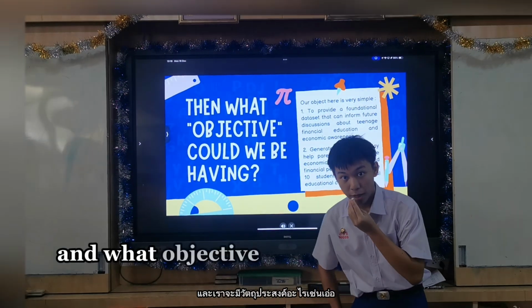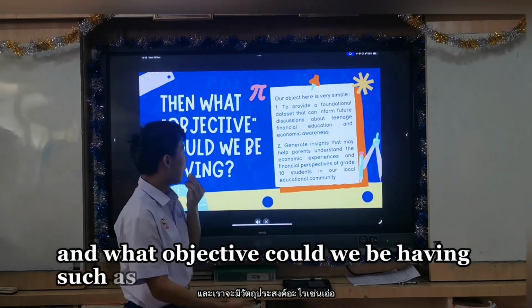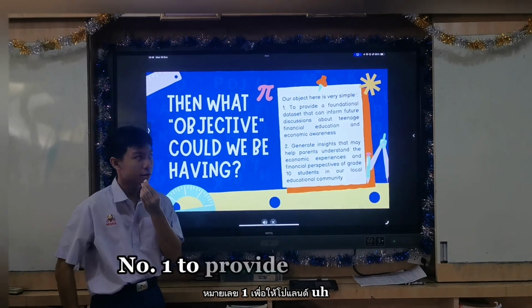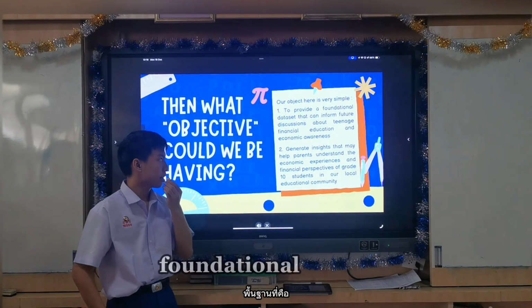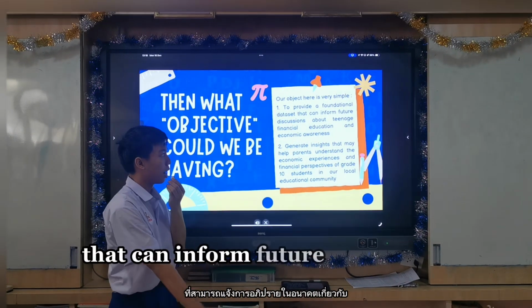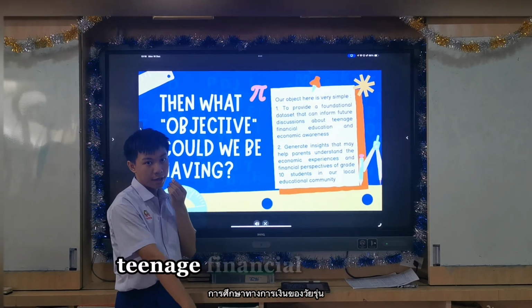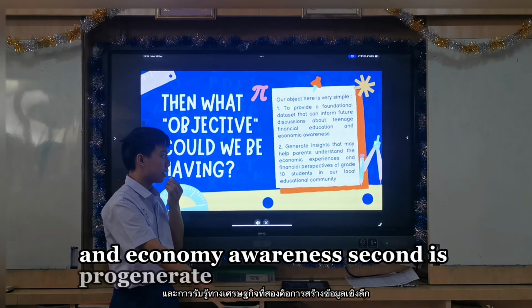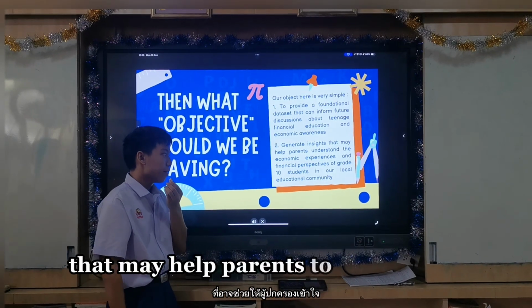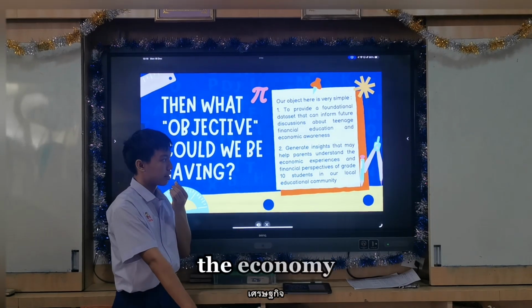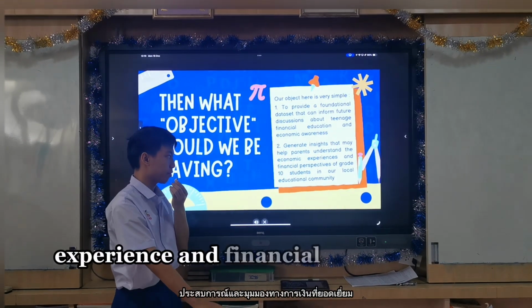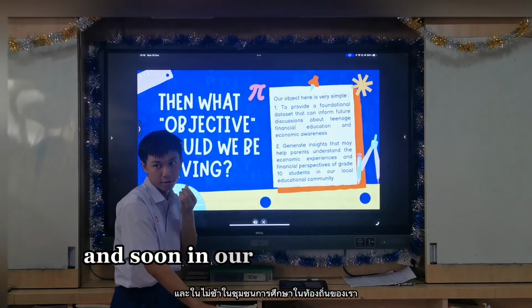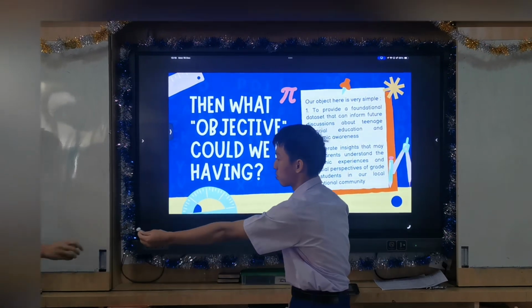And what objectives do we have? Number one, to provide a foundational dataset that can inform future discussion about teenage financial education and economic awareness. Second, to generate insights that may help parents understand the economic experience and financial perspective of grade 10 students in our local educational community.